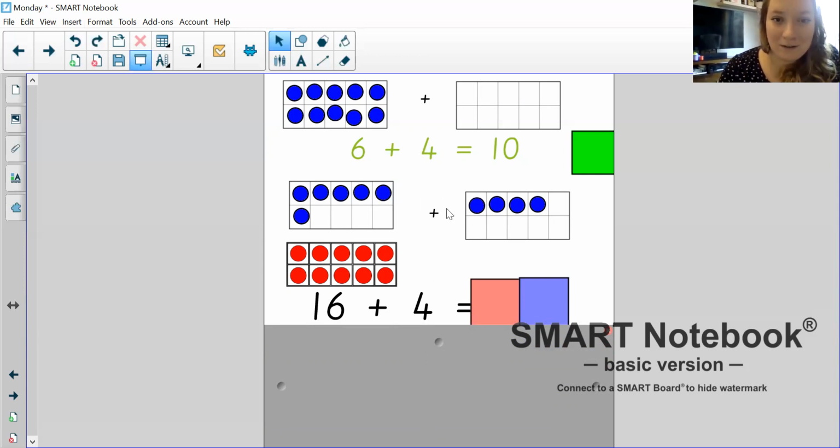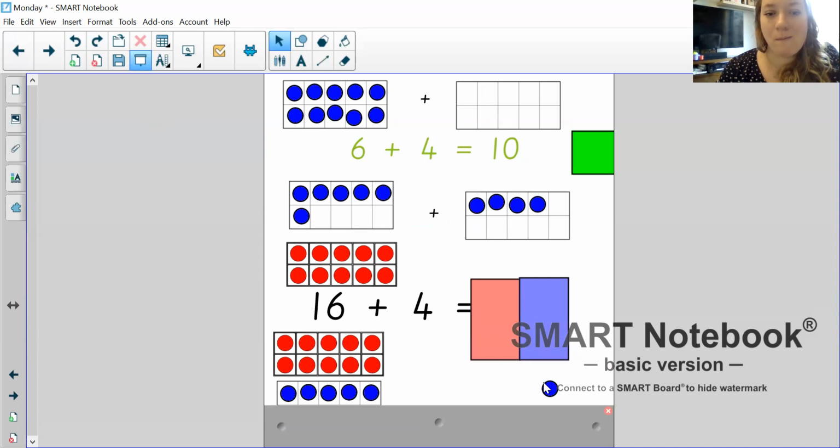16. Why isn't it letting me? Oh my goodness. 17, 18, 19, 20. I've filled the tens frame.